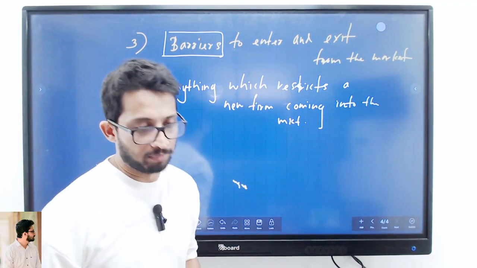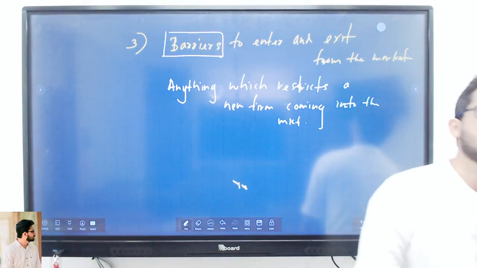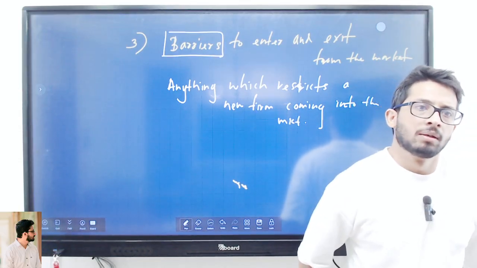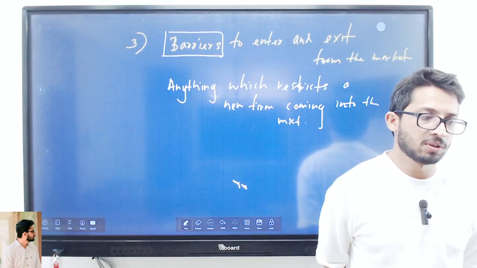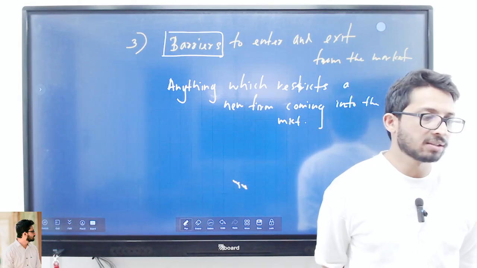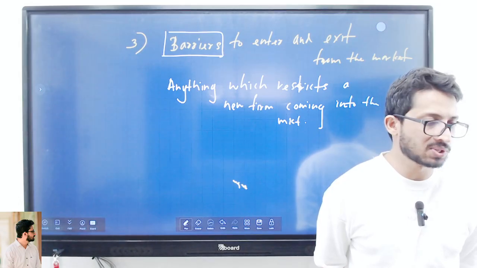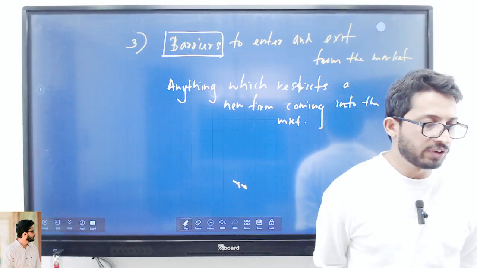right? Best example, let's say Kalana wants to start a bottled soft drink firm like Coca-Cola and Elephant House. Okay, Kalana wants to start a soft drink firm.